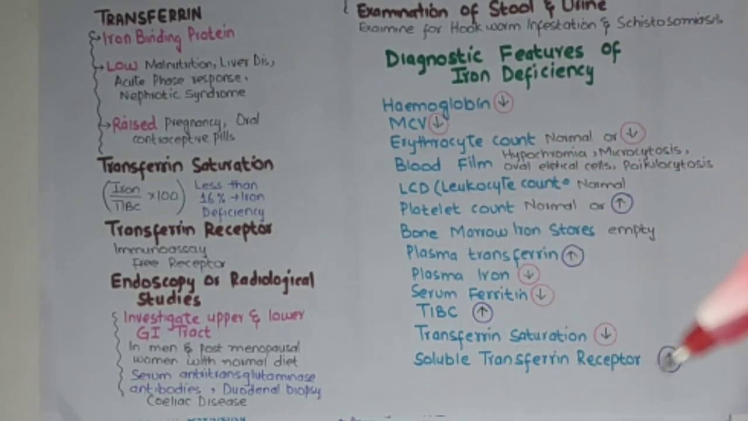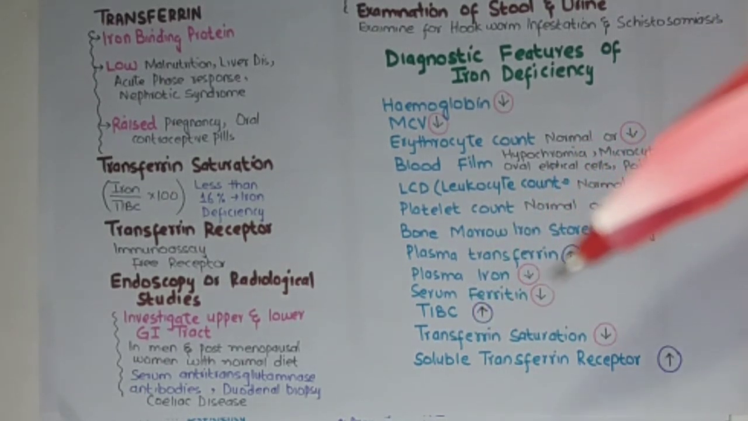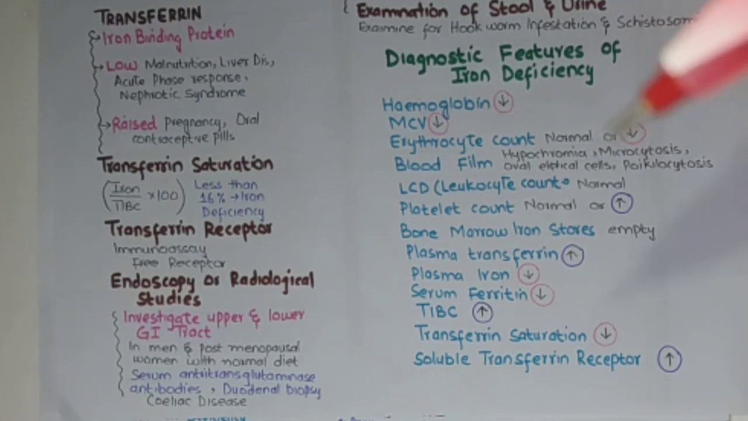While soluble transferrin receptor increases, total iron binding capacity increased, plasma transferrin is increased, platelet count will be normal or increased, and in the blood film you will find hypochromia, microcytosis, oval elliptical cells, and poikilocytosis.